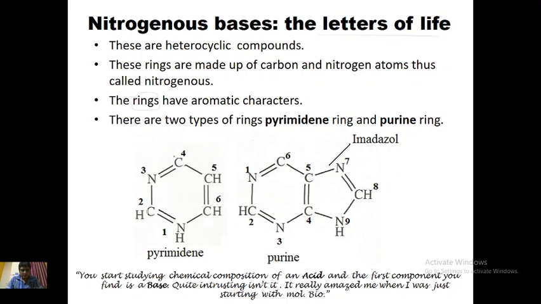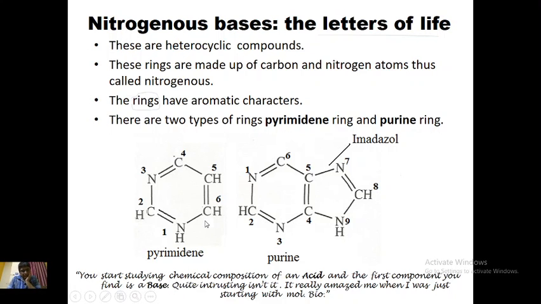Now you can see there are two types of rings. One is single and one is double. Single ring is called pyrimidine ring, and the double ring is called purine ring. If you look at these two rings carefully, pyrimidine ring is a 6-membered ring, 1, 2, 3, 4, 5, 6, and in purine the same ring is there with an extra 3-membered portion called imidazole portion. So there is just the difference of this imidazole portion. If I add a 3-membered ring here, it will become purine ring.